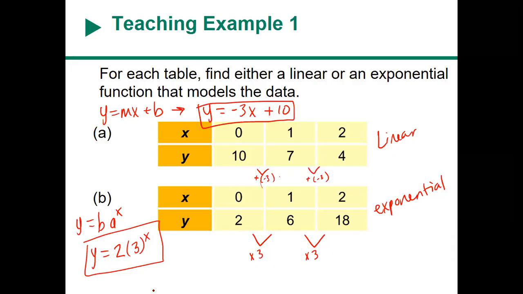And I like to do it with the b, but not every book or instructor is going to do it with the b. The reason why I use b is to kind of get you in that mindset: what did b represent here? Your y-intercept. So what is b representing here? Your y-intercept. Does that make sense?